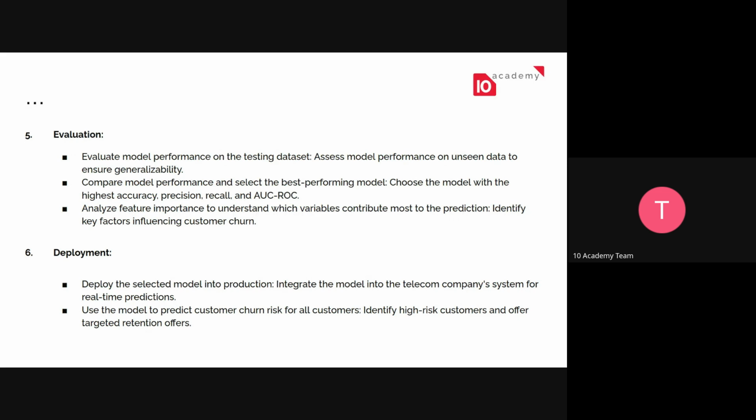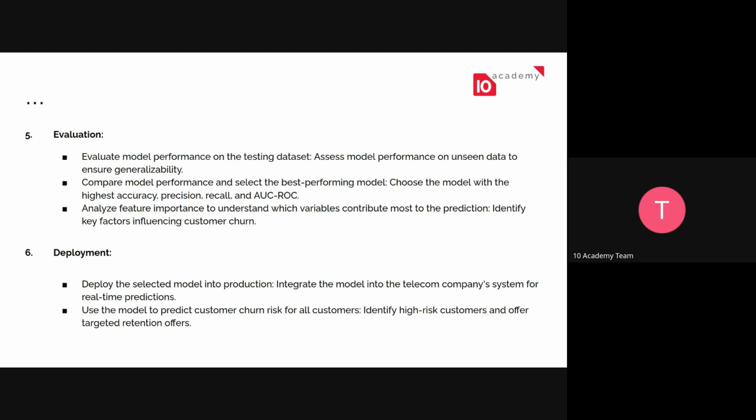So we have just said that we have classified the data into testing and training datasets. Assess model performance on unseen data to ensure generalizability. Those data are unseen data, but also part of the original data, right? So they are related to the data that the model has been trained on. So it is a must to have a good performance on this type of data, on the test data, so that we can see the performance of the model.